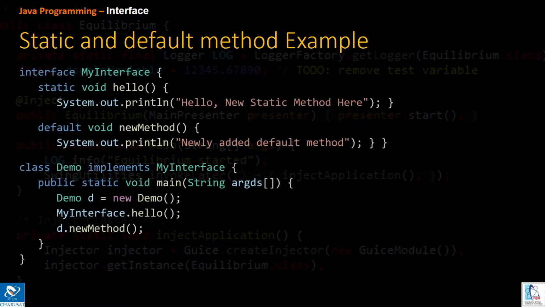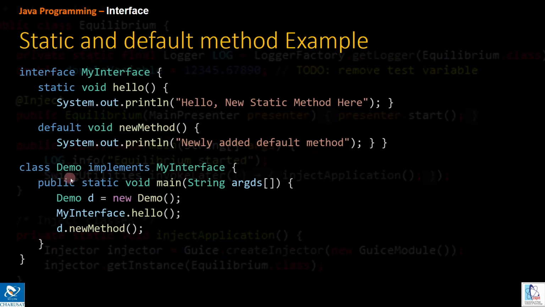Consider that here you have an interface called my interface, which has two methods: the static method and the default method. The syntax is like that: static void hello with some statements, default void new method with some statements. Okay, so what can the implementing class do?